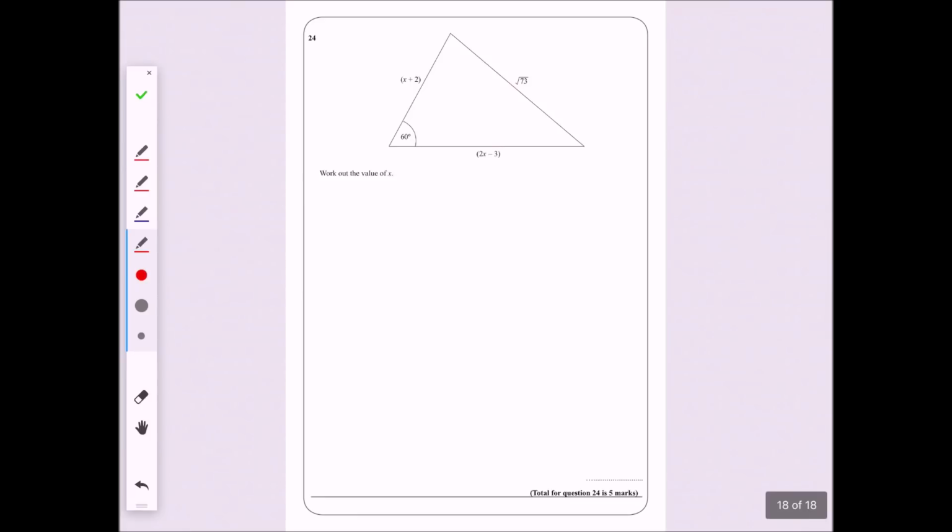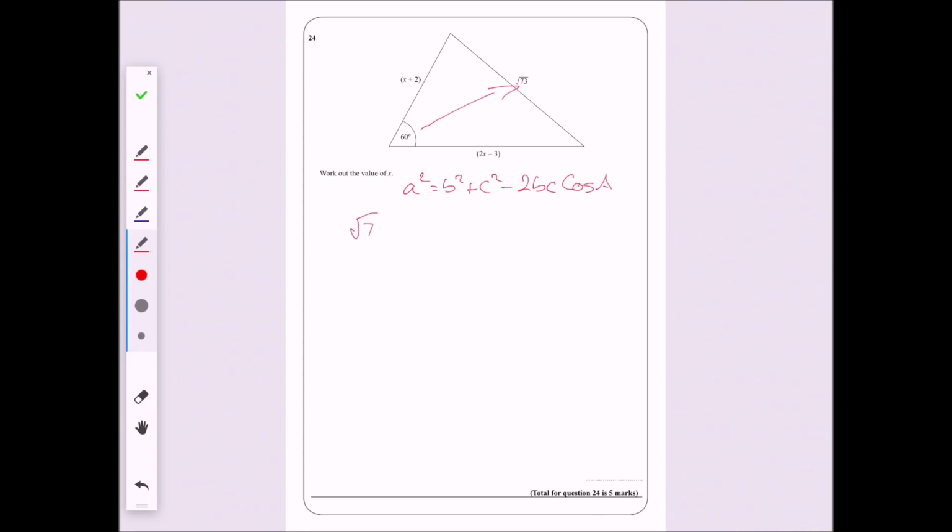Question 24. Work out the value of x. So we've got all three sides and we've got an angle. So the rule that we've got to use when we've got all three sides and an angle is the cosine rule. So the cosine rule is a squared equals b squared plus c squared minus 2bc cos a. Now, substituting all that in, a would be the one that's opposite the angle.